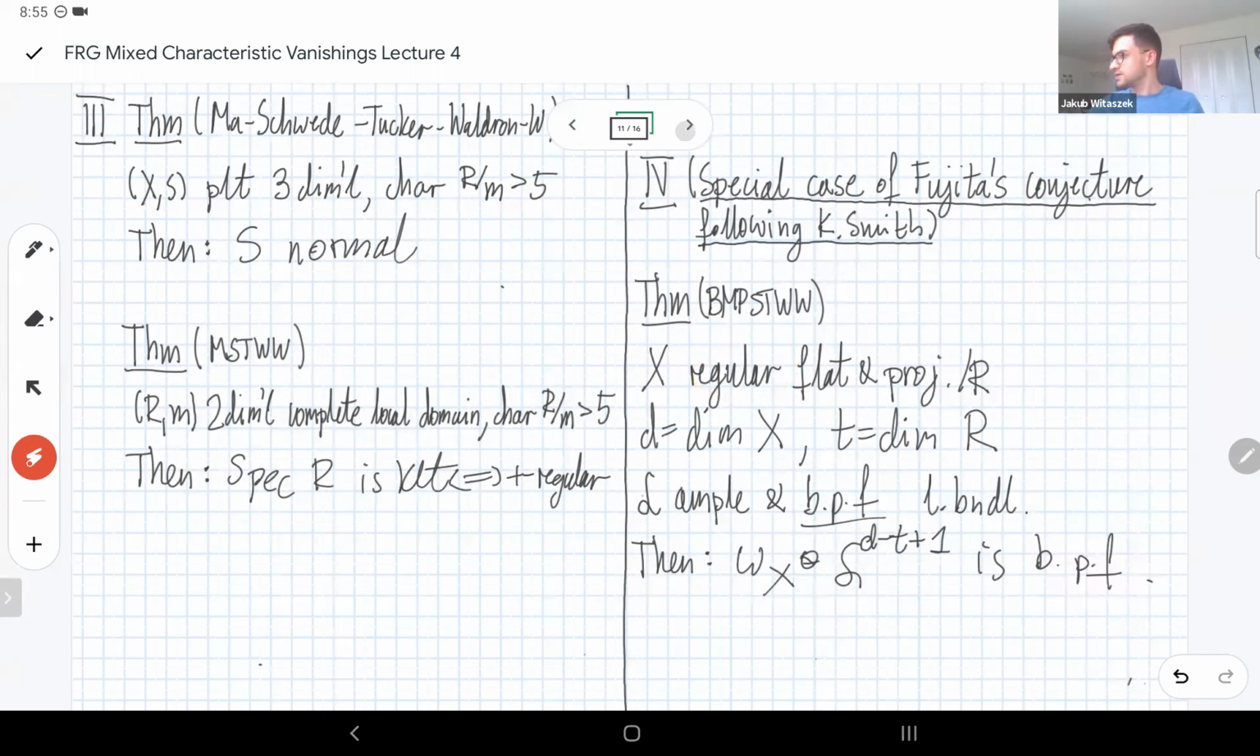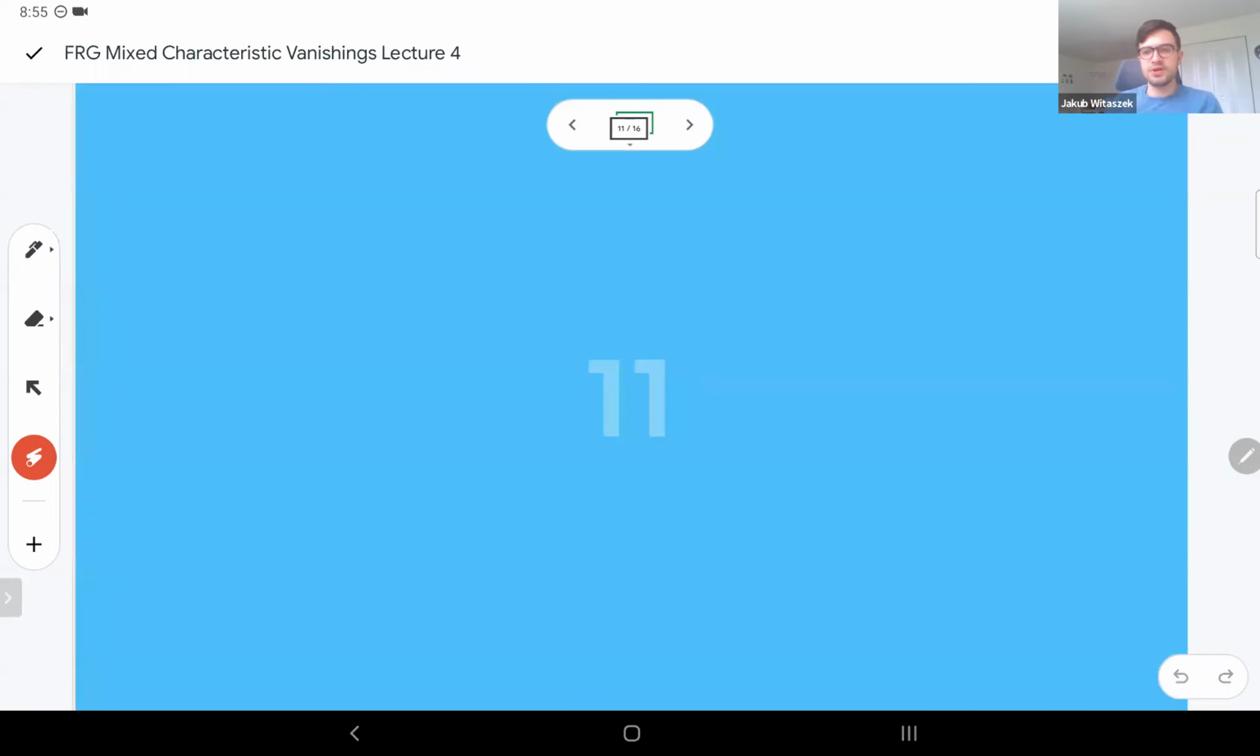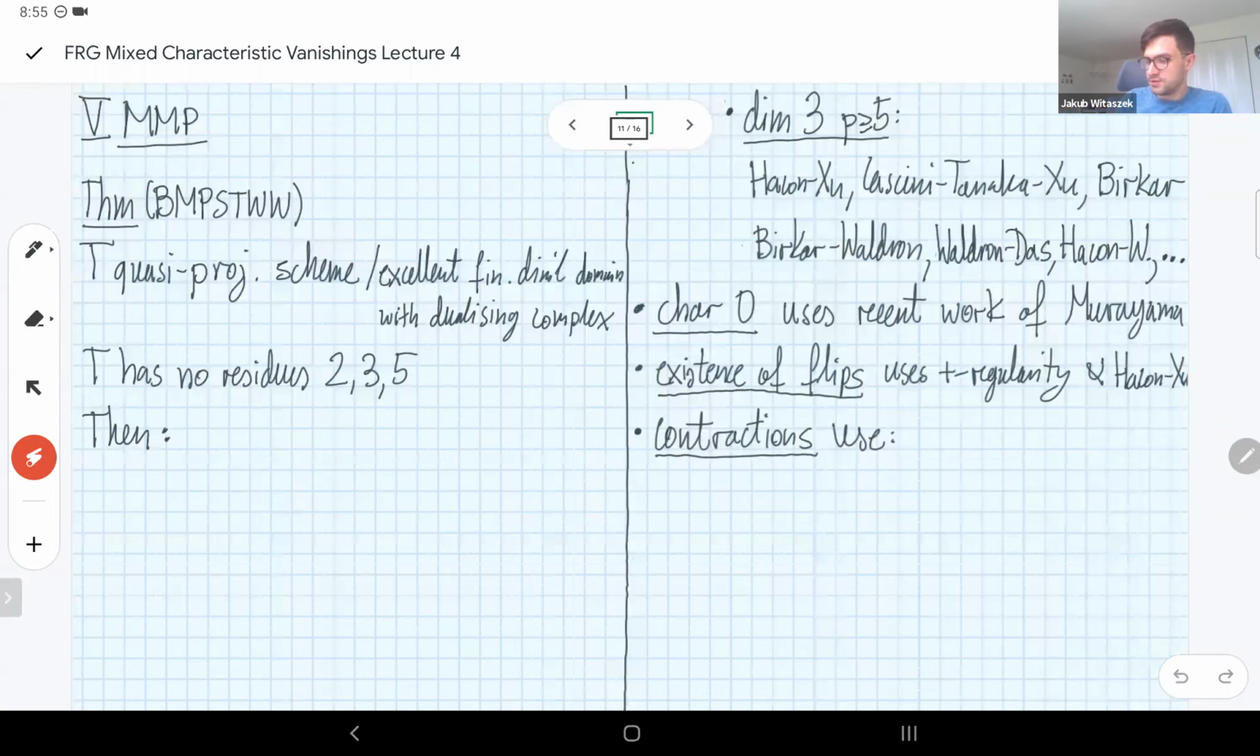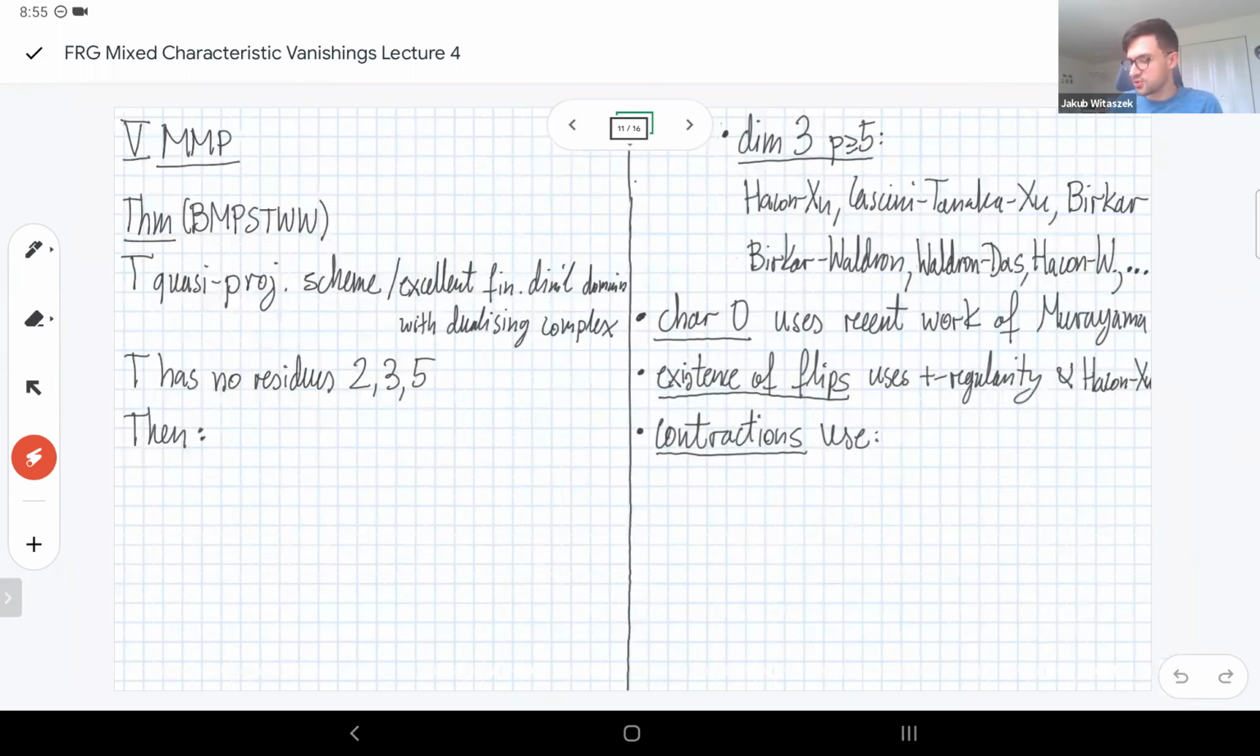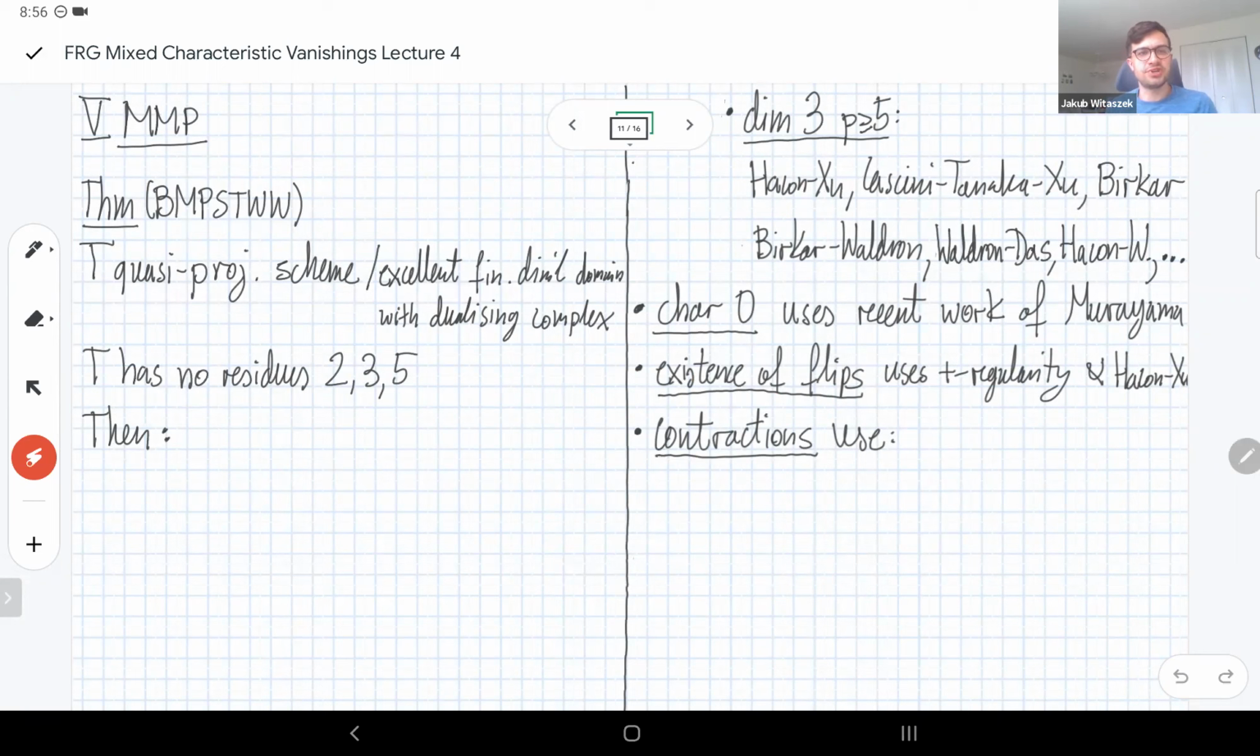Okay, so now I'd like to move to the minimal model program. So you have the following result of the 7 authors paper. Now I'm forgetting that R was complete, so I'm going to state it in full generality. I'm going to take T to be a quasi-projective scheme over a nice ring. I'm going to assume it is an excellent finite dimensional domain which admits a dualizing complex. And most of the rings you can imagine will have this property. But you can take Z if you want.